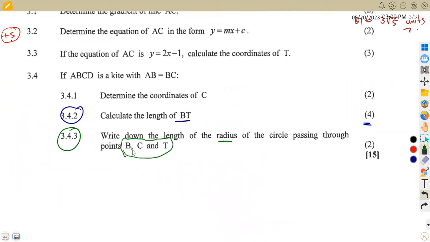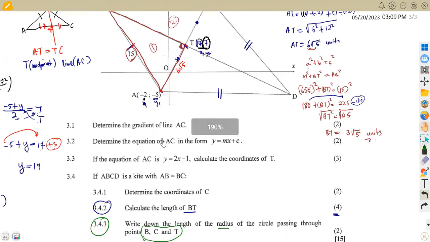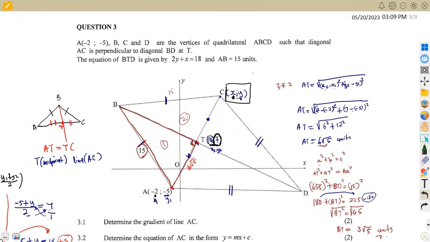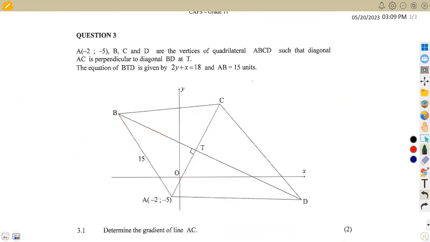Let's take note. We want to calculate the length of the radius, but this circle must pass through B, C and T. Let's take note from our diagram BCT. Where do we have BCT? Let me just remove this part. Okay, this is our BCT, B to C to T.